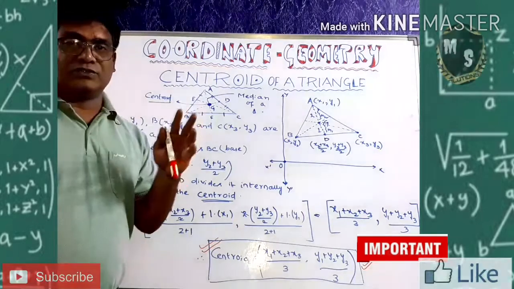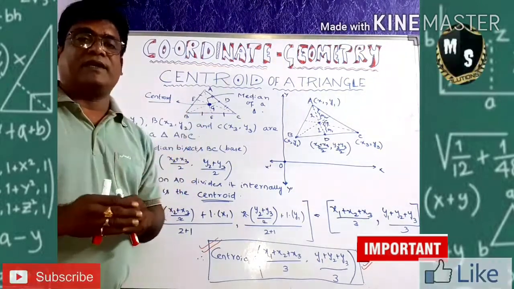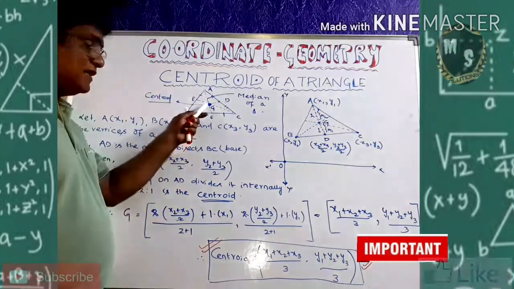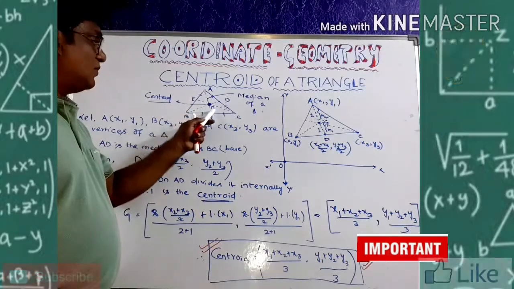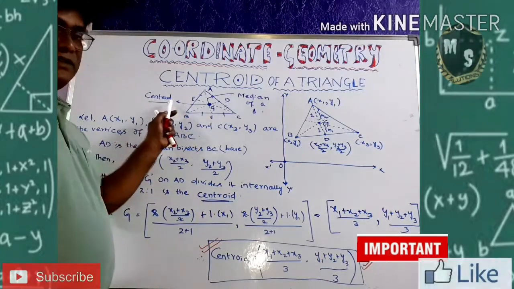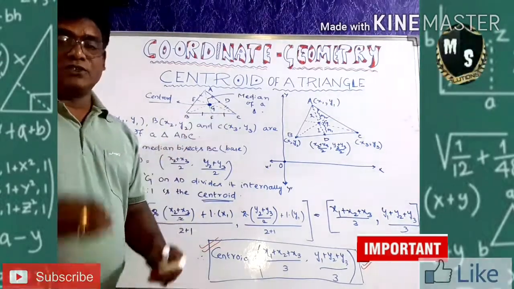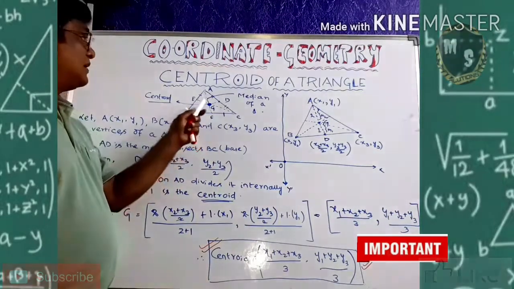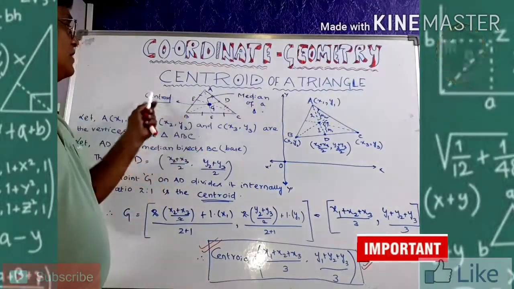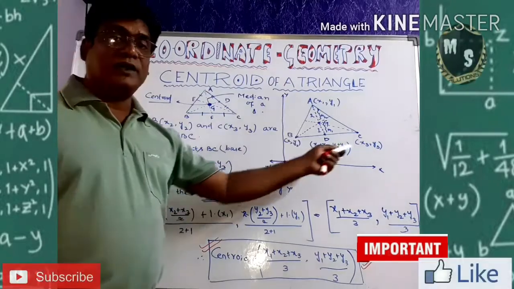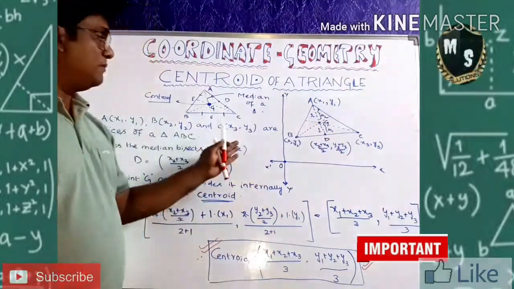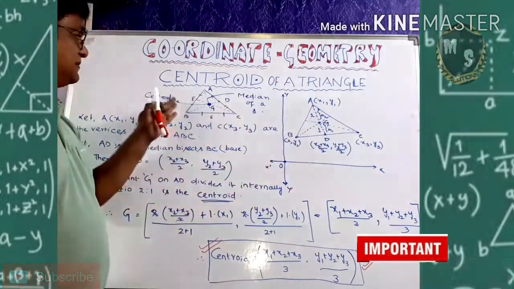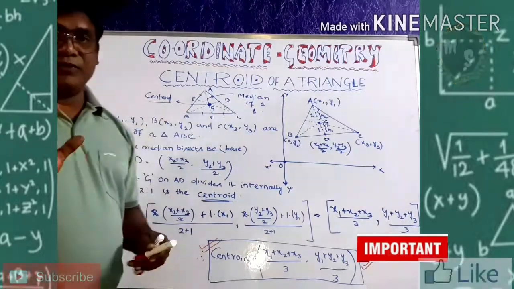I hope you understood. Where the three medians of a triangle meet each other inside the triangle, that point is called the centroid. So now our aim is to derive the centroid formula by applying coordinate geometry. Here is my figure, where I explained the median. I hope you understood it.